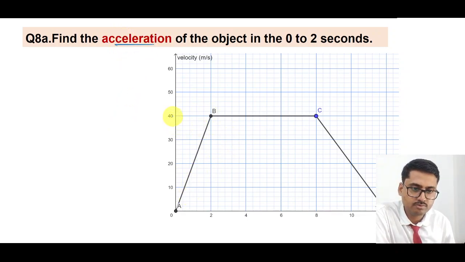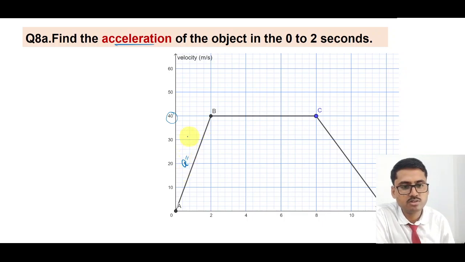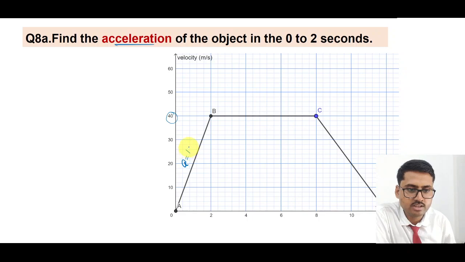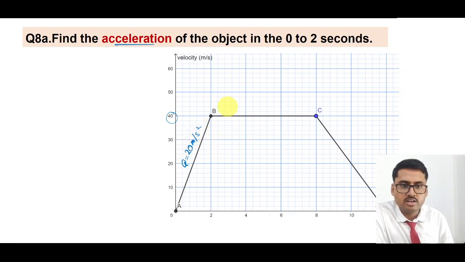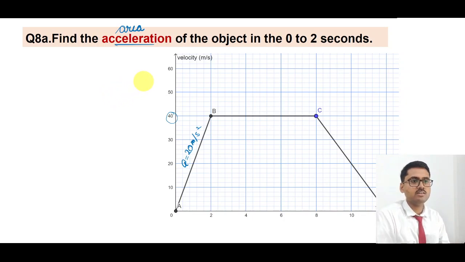Acceleration, from the previous video, if you remember, can be calculated by finding the slope, and for this graph the slope will be a is equal to, please find the answer yourself. It is going to be 20 meter per second square. And I think this question was supposed to find the area, so I'll change the question to find the area of the object in the 0 to 2 seconds.